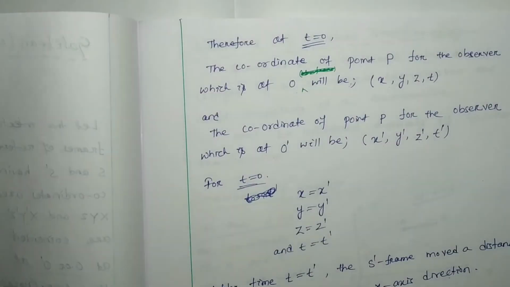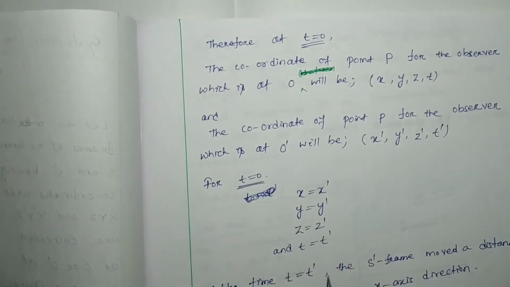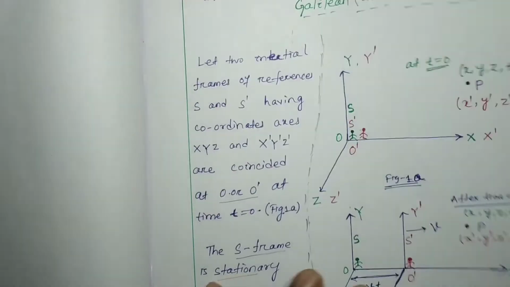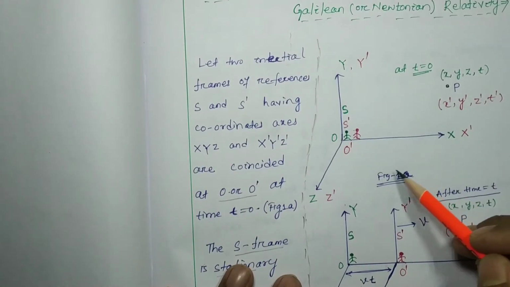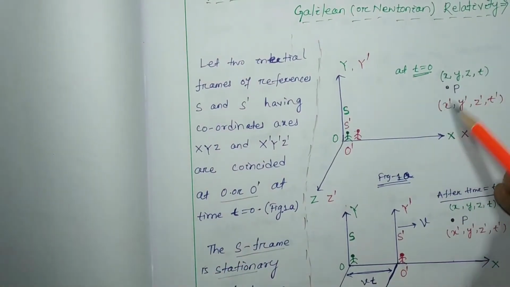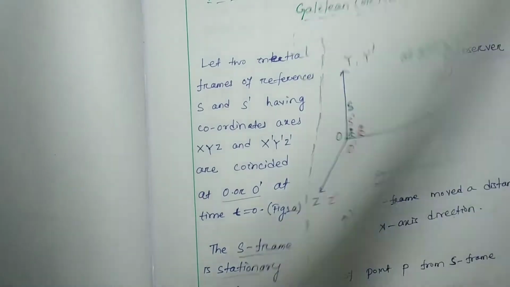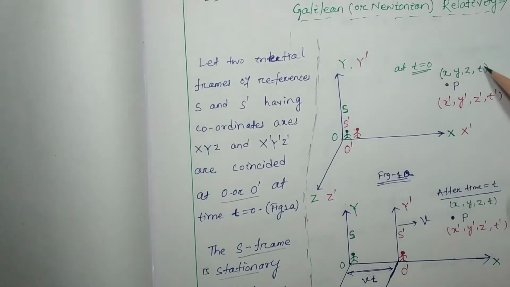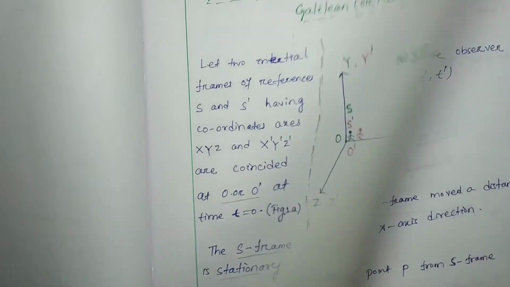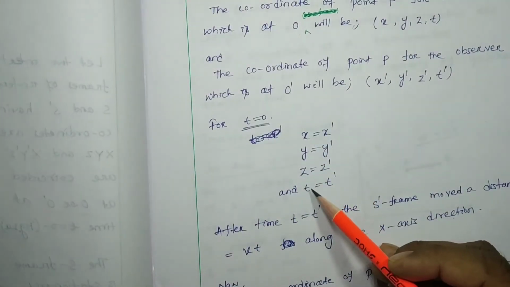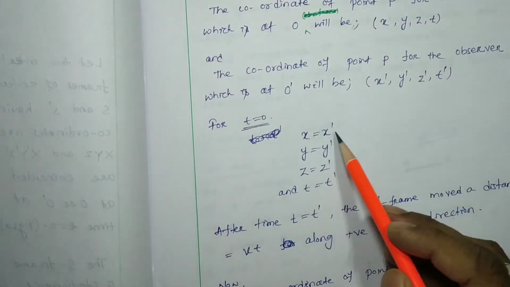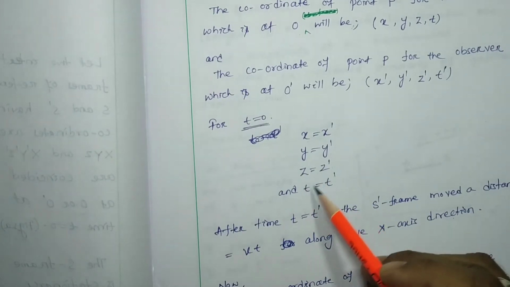Now at t equal to 0, we can easily observe from figure 1a that x is equal to x dash, y equal to y dash, z equal to z dash, t equal to t dash. Here t equal to 0 means t dash will also be equal to 0. So all the coordinates are going to be equal.